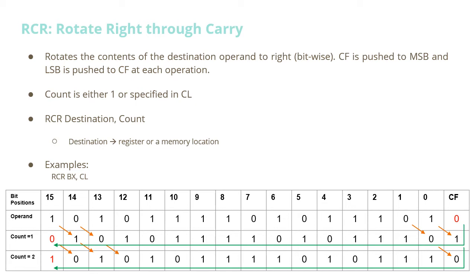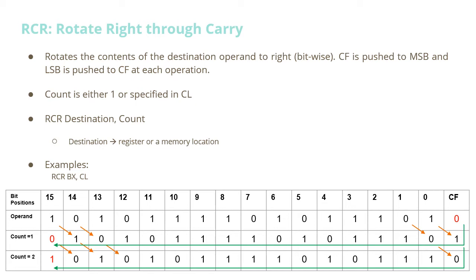The format of this instruction is RCR destination comma count, where the destination can be a register or a memory location, but it cannot be an immediate data. The example of this instruction is shown here, which is RCR BX, CL. Here the operand is present in the BX register and the count is present in the CL register.